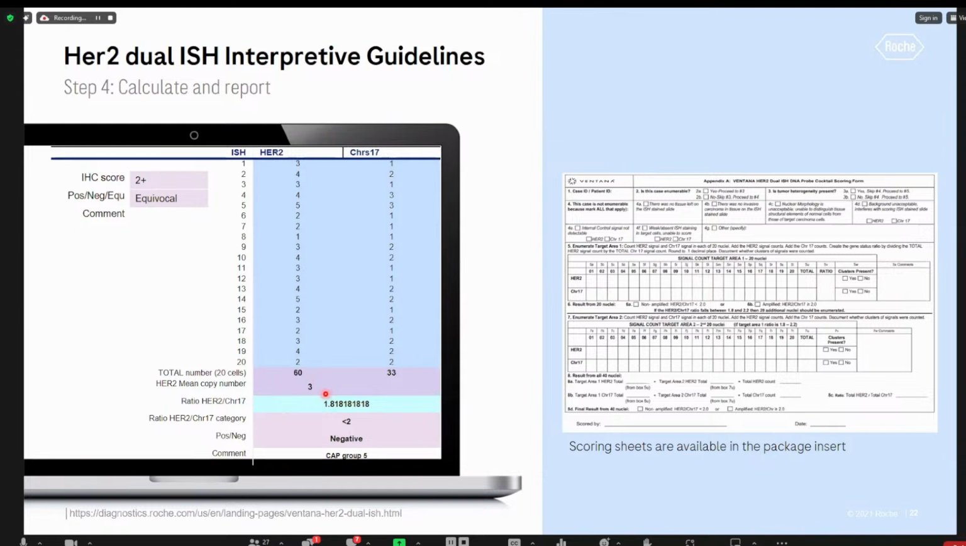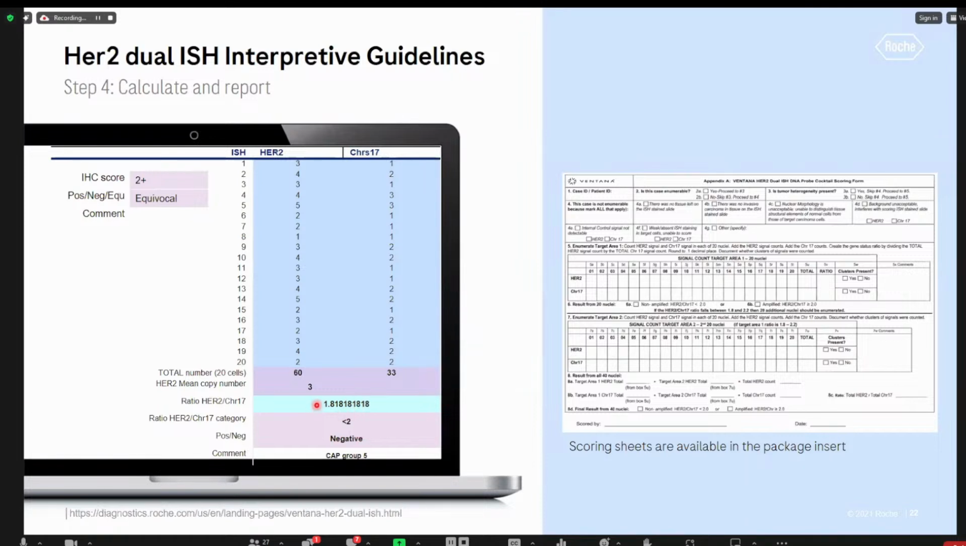That gives us a mean copy number of 3 in this case. And you do the same for chromosome 17, so you have a total of 33 signals of chromosome 17 in 20 cells. We don't really care about the mean copy number of chromosome 17, but we want to make a ratio between the 60 and 33, HER2 over chromosome 17, to see if we have a ratio that is more or less than 2, essentially. In this case, we ended up slightly below 2, so 1.8 if we divide 60 by 33.